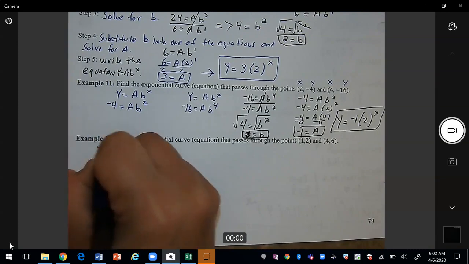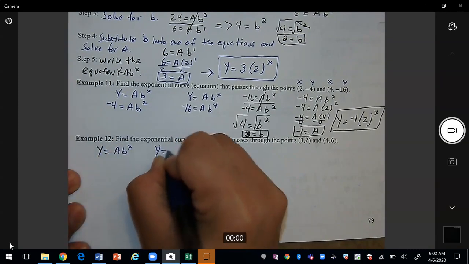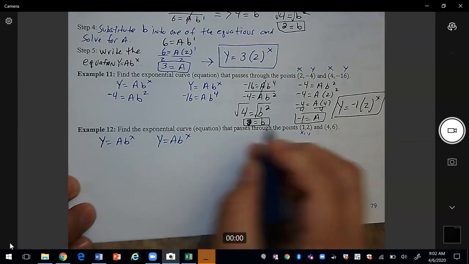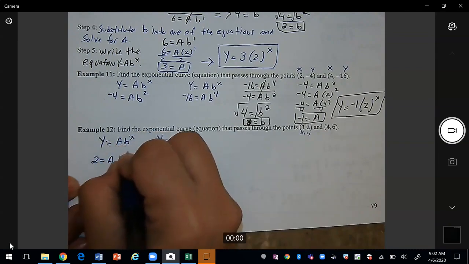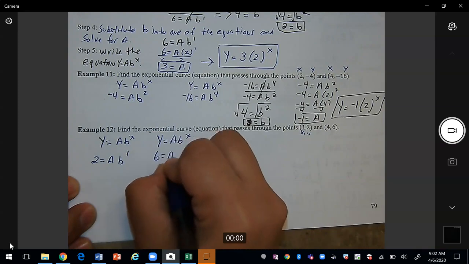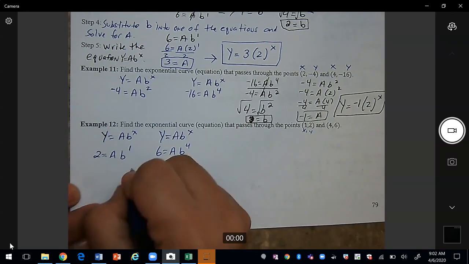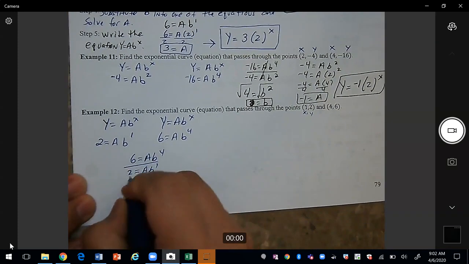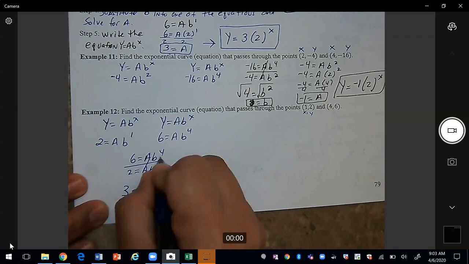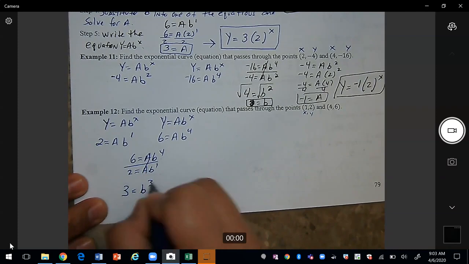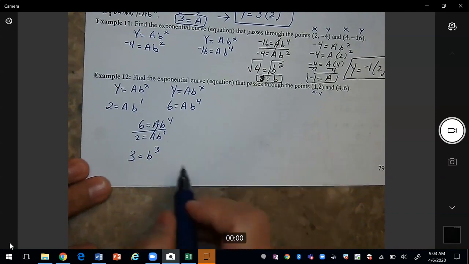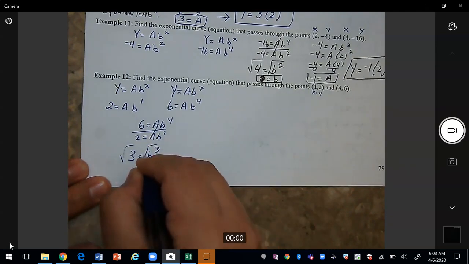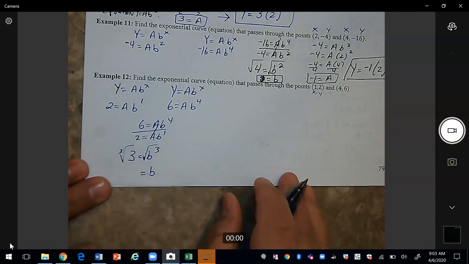Same idea. Y is equal to abx. So here, the first one, y is 2, and x is 1. Y is 6, and x is 4. So if I divide, 6 divided by 2 is 3. B to the 4th divided by b1 is b cubed. I can take the cube root on both sides. So b is going to be equal to the cube root of 3.